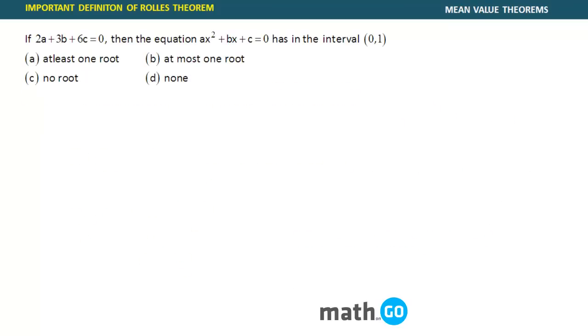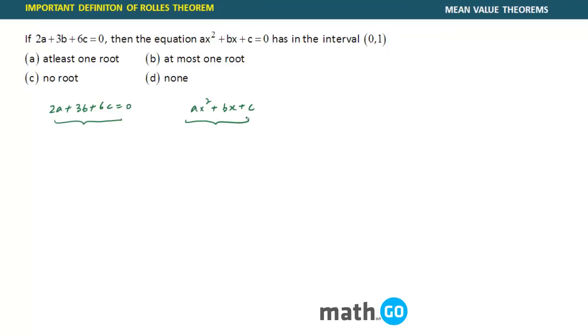Let's take the example on the algebraic definition of Rolle's theorem. It is given that 2a + 3b + 6c = 0. This is given in the question, and I'll show you how to use it. Then the equation ax² + bx + c = 0 has in the interval (0, 1) at least one root, at most one root, no root, or cannot be determined. You want to find how many roots this expression will have.